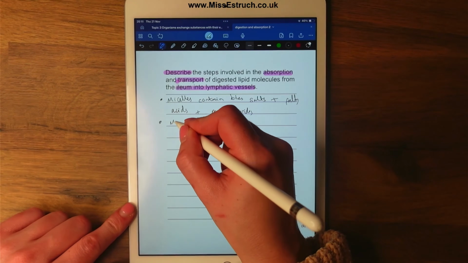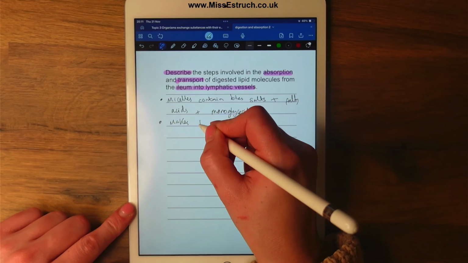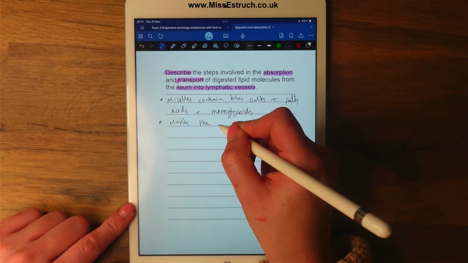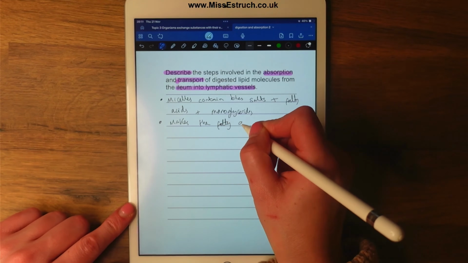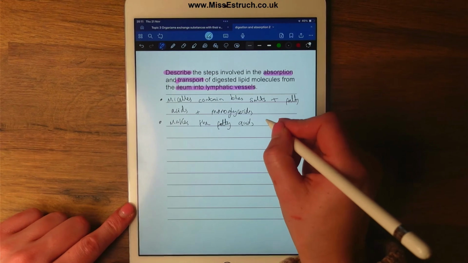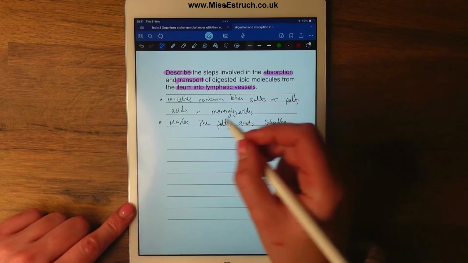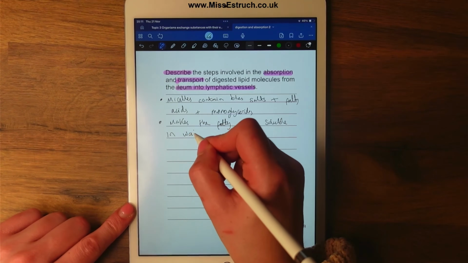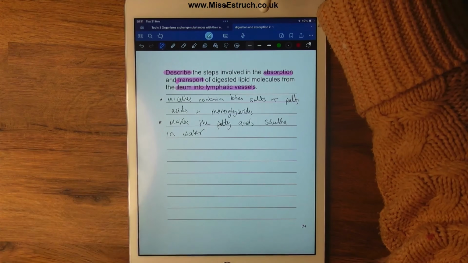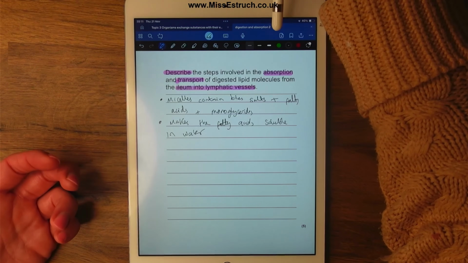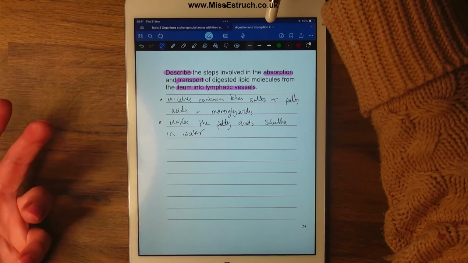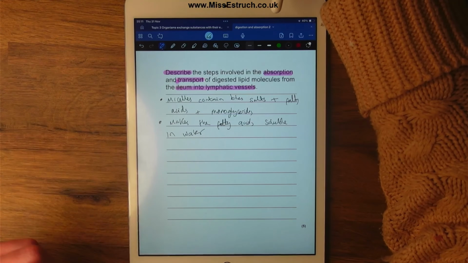So I'm going to say that makes the fatty acids soluble. And by that we mean in water, because the cytoplasm is a water-based solution. So if they're now soluble in water, they're soluble in the cytoplasm and they can move along.